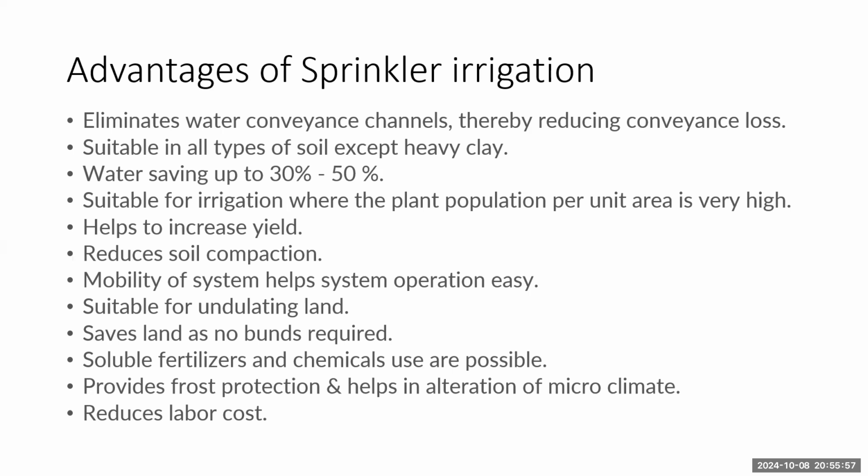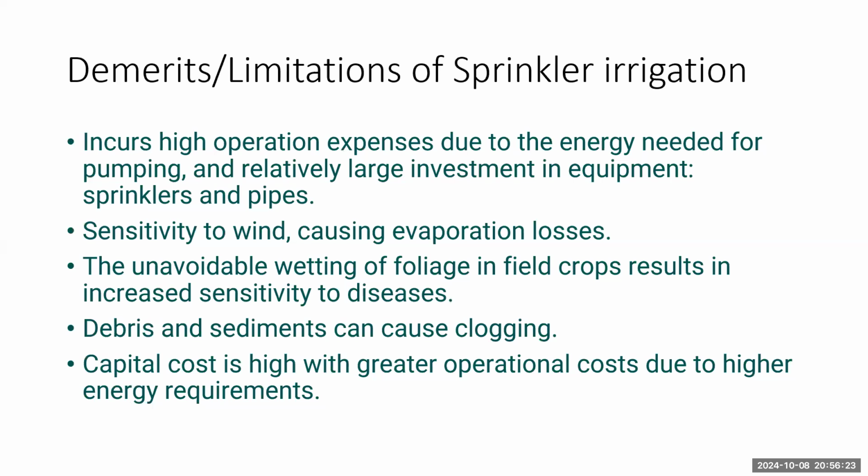Then, fertilizers and chemicals can be sprayed over the crops through this sprinkler irrigation system. It also provides frost protection, so in cold areas it can also be used beneficially. And one more point: it reduces the labor cost. Labor cost is very low as compared to conventional methods.